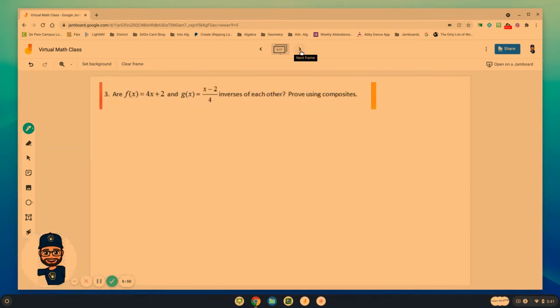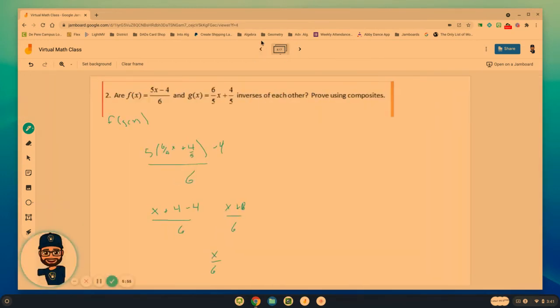Let's try the next one. I'm going to go back for a moment. I believe I made a mistake. I've got to figure out where I made it. I see where. Okay. If we multiply 5 by 6/5 x, we're left with 6x, right? 6x plus 4 minus 4, or 6x plus 0 over 6, and 6x over 6 is indeed equal to x. I multiplied this part wrong right there. So it does equal x.